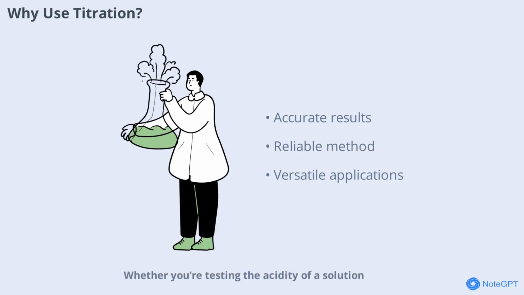Whether you're testing the acidity of a solution, determining the purity of a chemical, or analyzing water quality, titration offers a straightforward approach. Its precision comes from the careful measurement of volumes and the clear endpoint, which can be visually detected. This makes titration an invaluable tool for chemists and researchers who need to quantify substances with confidence. The technique's versatility and effectiveness explain why it remains a staple in scientific investigations around the world.